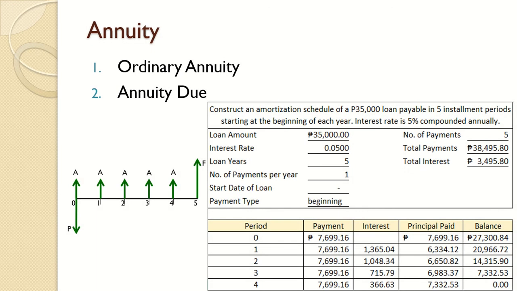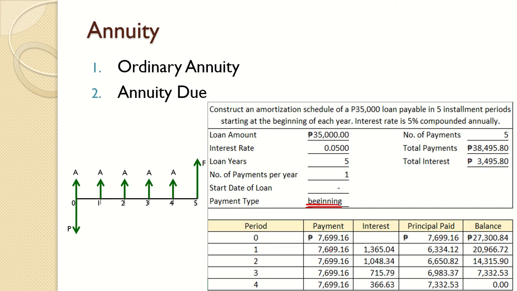Here's an example of an annuity due. A loan amount of 35,000 with 5% rate of interest compounded annually. The loan years is 5 years. The number of payments is 1 per year, meaning the compounding is annual. Then the payment type is beginning. If the payment type is beginning, which is automatically an annuity due, then the total number of payments is 5 times 1, your n times m, so you have here 5.